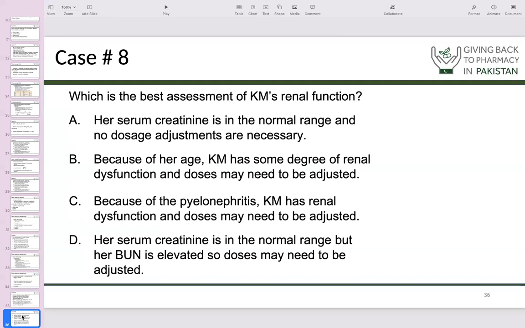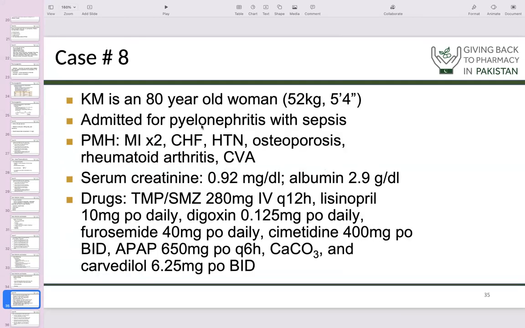Because of her age, KM has some degree of renal dysfunction and doses may need to be adjusted. Why? Because we know that after 50 years, every 10 years, kidney function and heart function drop by 10%. Even though the creatinine is normal for this patient, 0.92 milligram per deciliter, this is an 80-year-old female with only 52 kg of weight and 5.4 height.